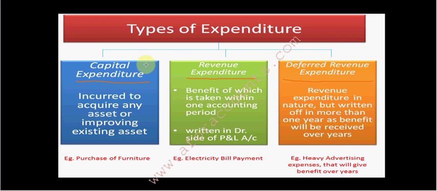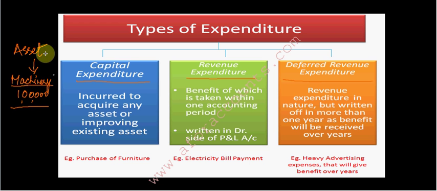Capital expenditure is incurred to acquire any asset or improve an existing asset. For example, say for production of cement, I need a special kind of machinery and I purchase that machinery for 1 lakh rupees. So machinery is my asset. This expense to acquire an asset, which is machinery in this case, is called your capital expenditure, not happening in the regular course of business.